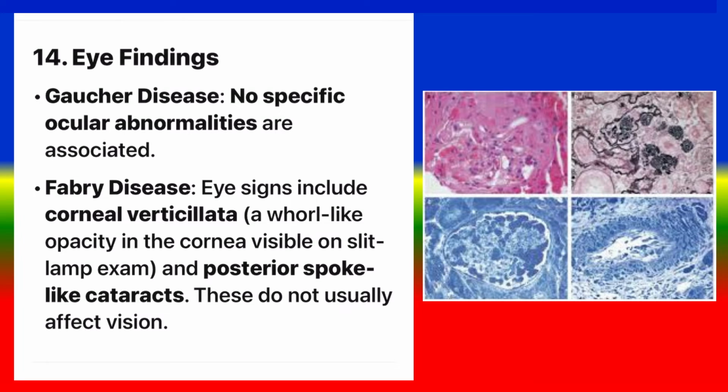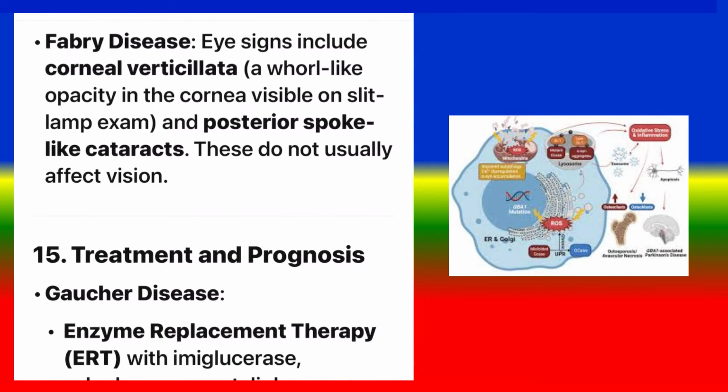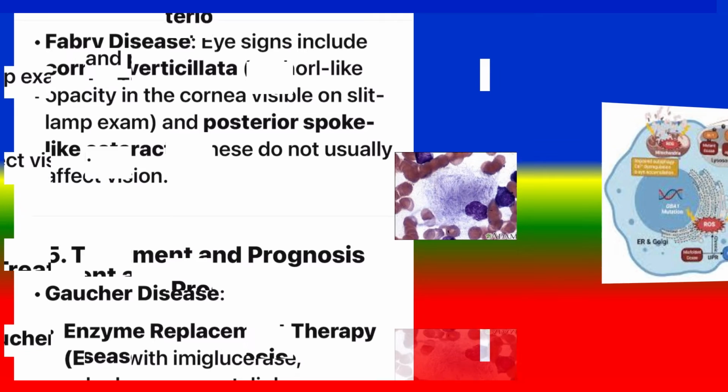14. Eye findings. Gaucher disease: no specific ocular abnormalities are associated. Fabry disease: eye signs include corneal verticillata, a whorl-like opacity in the cornea visible on slit lamp exam, and posterior spoke-like cataracts. These do not usually affect vision.